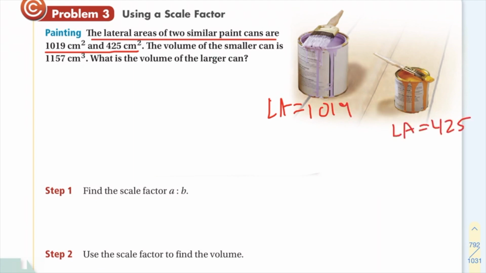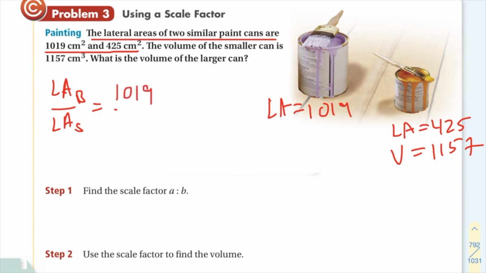So just notice how I'm writing them. I'm identifying or labeling the cans. And also notice that we're missing the volume of the big can, which is what we're trying to find. So what we have here, we have the lateral area of the big can, and that is the lateral area of the small can. I'm going to write those numbers in. 1019 over 425.